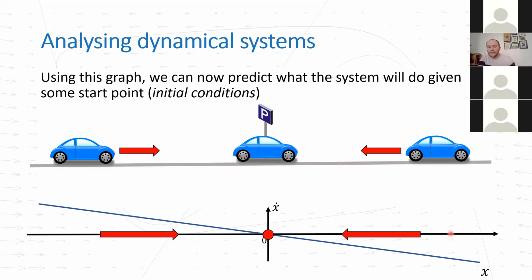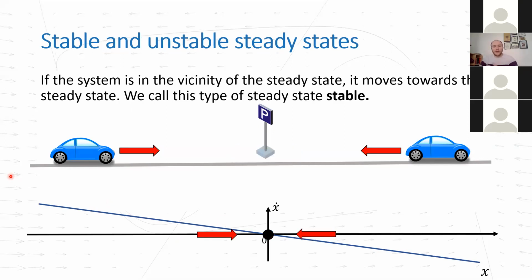If I start somewhere over here, well, x dot is now negative, but quite large. So I'll reverse quickly. And again, I'll keep reversing, but I'll slow down until I come to the steady state and I'll stop there. So this example system, no matter where we start, we will head towards the steady state and we'll stop. So this lets us classify the steady state a little bit further, because a steady state that is attractive, so if you start in the vicinity of the steady state and move towards the steady state, we call this type of steady state a stable steady state.